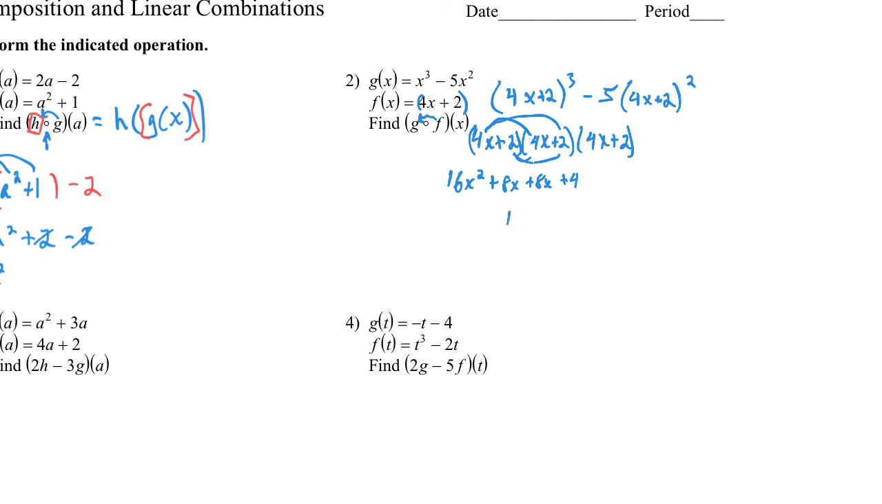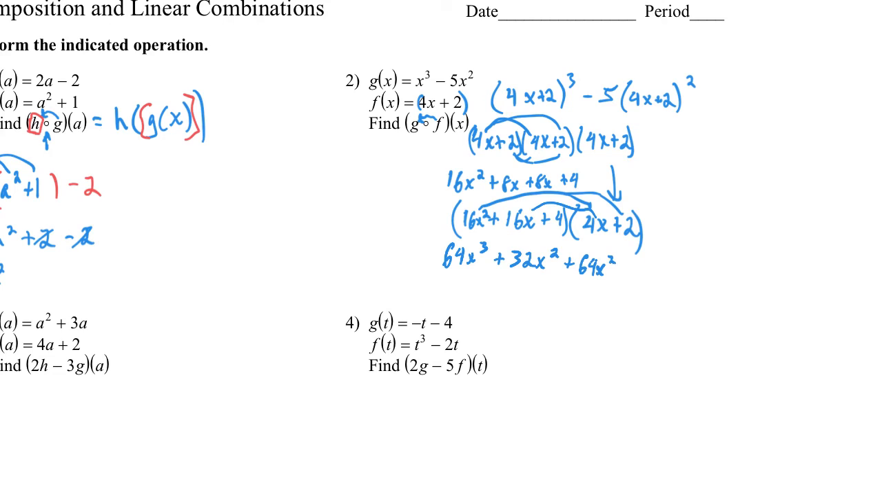Now I'm going to combine these 8x's, and then I'm going to take what I got here from squaring it and multiply. I'm going to drop down the next binomial and multiply that. So now I'm going to take each of the pieces here and distribute it into the next parentheses. So I have 16x squared times 4x gives me 64x cubed, and then 16x squared times the 2 gives me 32x squared, and then I've got 16x times the 4x gives me another 64, this time x squared, then 16x times the 2 gives me 32x.